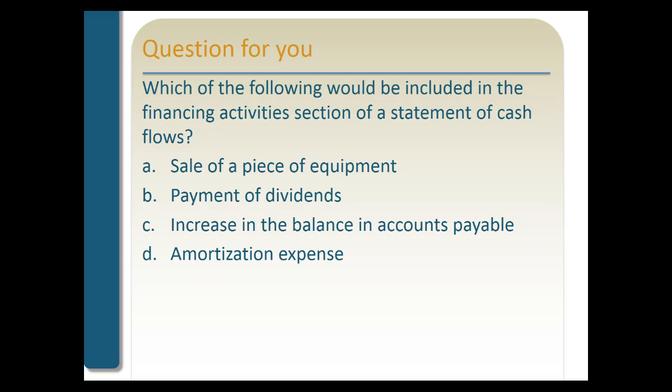Here's another question for you. Which of the following would be included in the financing activity section of a statement of cash flows? Sale of a piece of equipment, payment of dividends, increase in the balance of accounts payable, or amortization expense? Well, again, financing activities would include the purchase and sale of stocks for the company, loans, and the payment of dividends. Any amortization or accounts payable would always be operating.